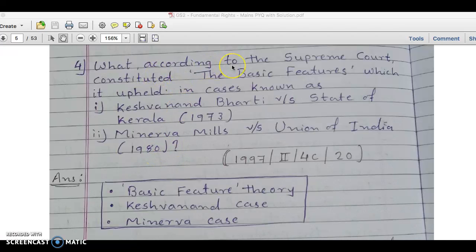The next question is: what, according to the Supreme Court, constituted the basic features upheld in the cases known as Kesavananda Bharati versus State of Kerala in 1973 and Minerva Mills versus Union of India in 1980? Now remember, UPSC used to ask this type of question before, but in today's time UPSC does not ask such questions. But yes, we need to study these cases because we can give references of these cases in many answers. So while writing answers we can give such references.